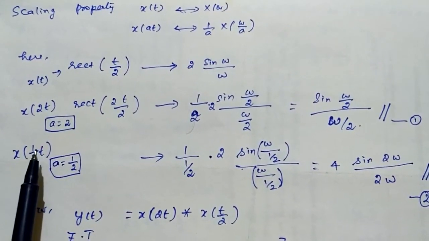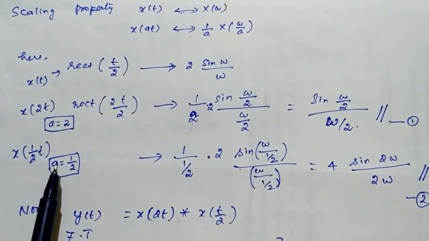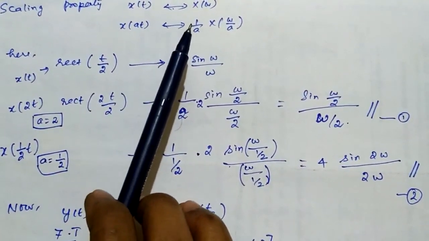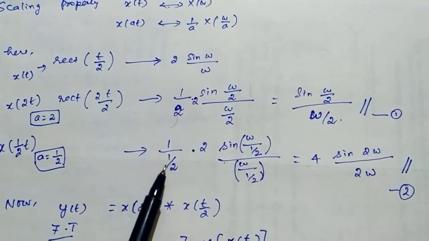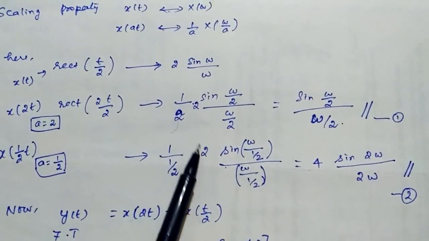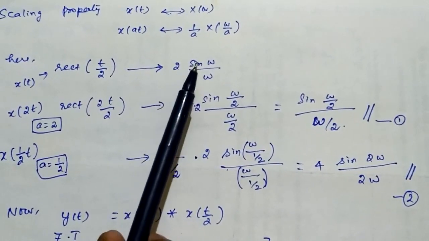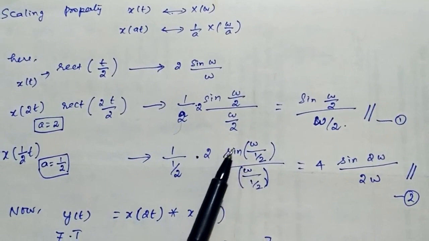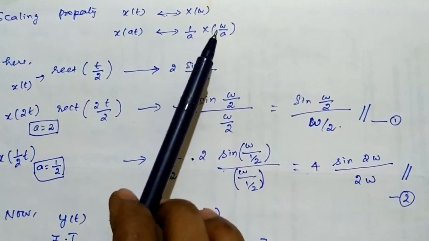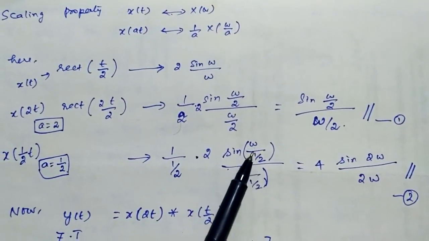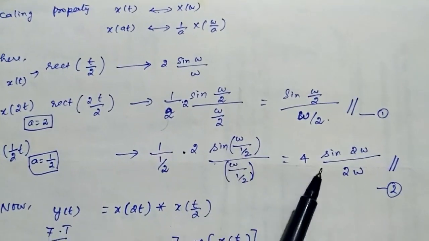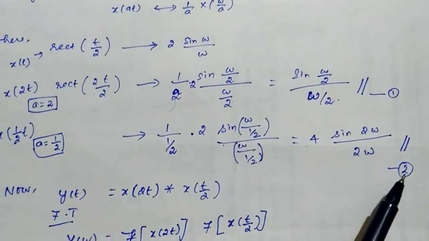Again, for x of t by 2, you take a equal to 1 by 2, so 1 by a is 2. Again the given transform is 2 into sine omega by omega, and you replace omega with omega by a, which is 2 omega. This can be simplified like this. Let it be equation 2.